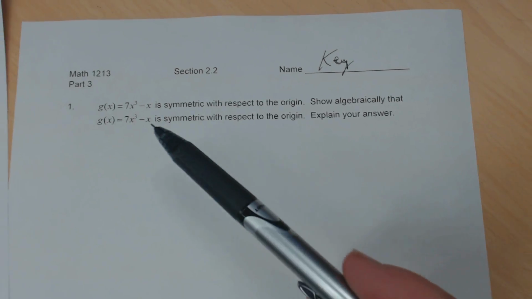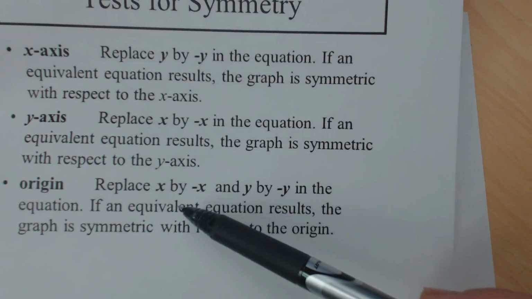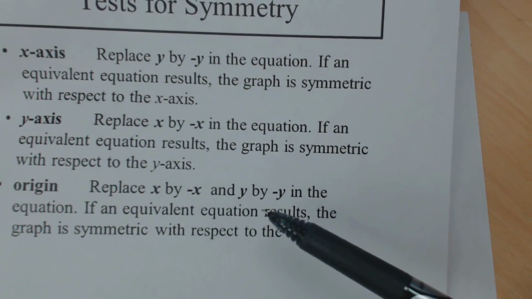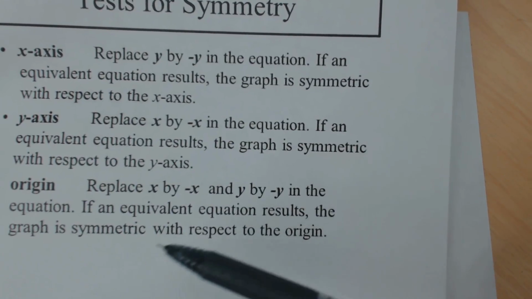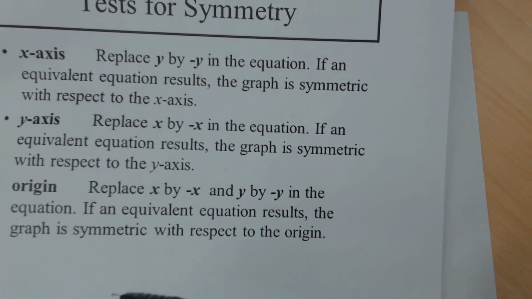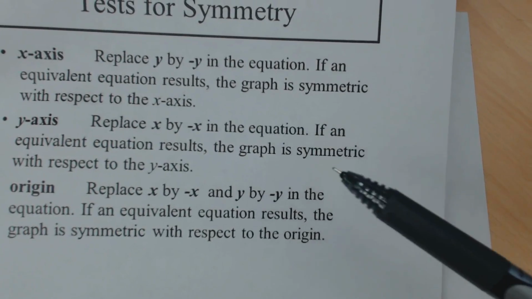Okay, so I am telling you that it is symmetric with respect to the origin. So what you have to do is replace x with negative x, y with negative y, and you better get an equation which you end up with. You better get the equation that looks like the original.